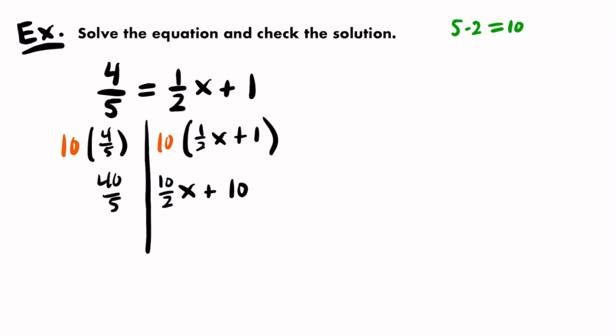All right, now simplifying, 40 divided by 5 is 8, and then 10 divided by 2 is 5. So we have 5x plus 10. And so now we have an equation, 8 equals 5x plus 10.